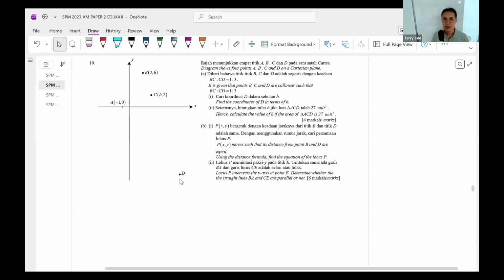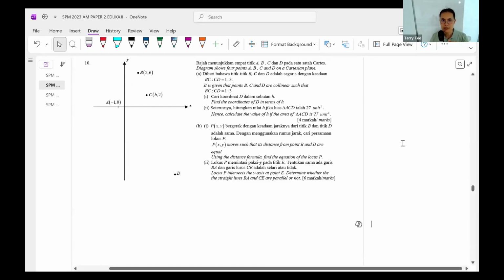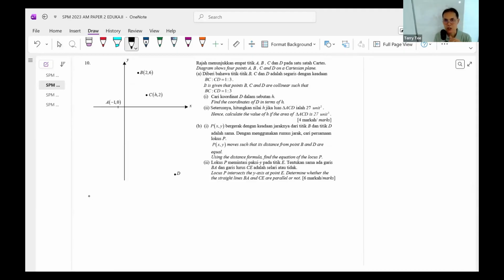Okay. Question 10. This is from Form 4, Chapter 7, Coordinate Geometry. Here you are given 4 points, A, B, C, D, on the Cartesian plane. Given that B, C, D are collinear, collinear means 3 points on the same line. Looks like this, all right? We're supposed to find, given the ratio BC to CD is 1:3, the coordinate D in terms of h.